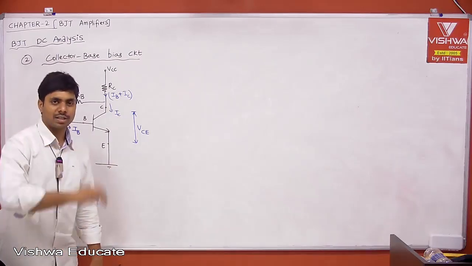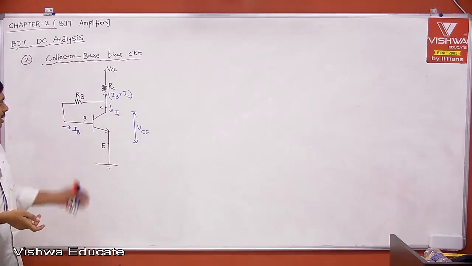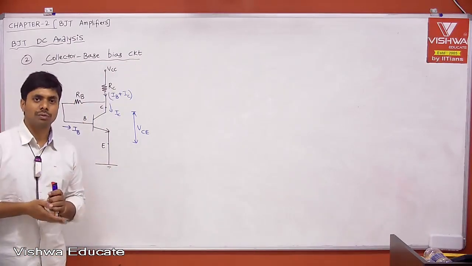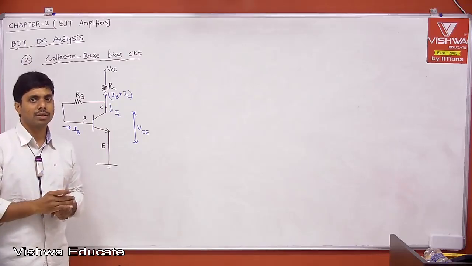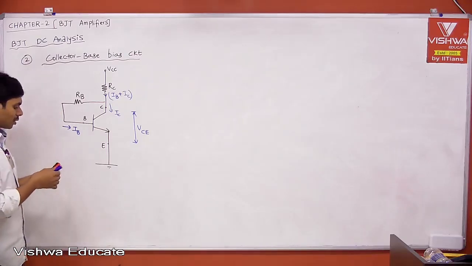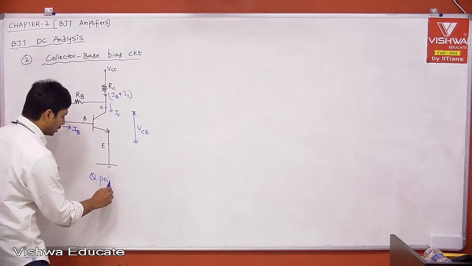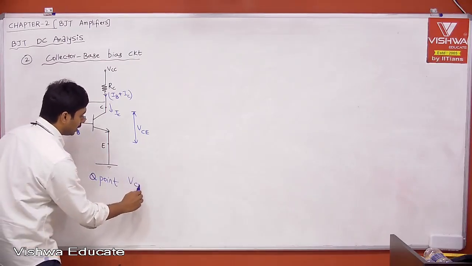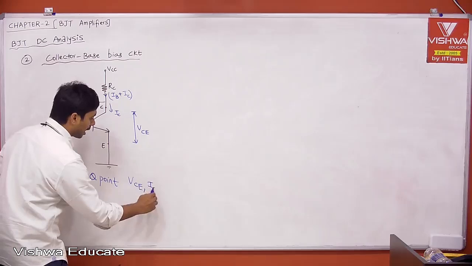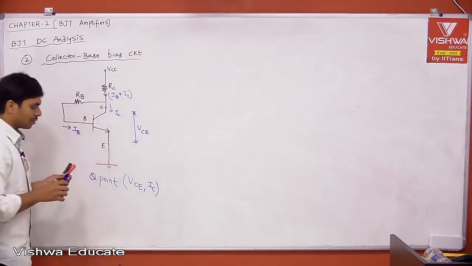Okay. Now listen. Qualitatively, I am explaining. The same thing I will give to you through a flow chart. Therefore, you will understand how the Q point is stable. Now, what is your Q point? Q point is defined as VCE, capital VCE, comma capital IC. This is your Q point.